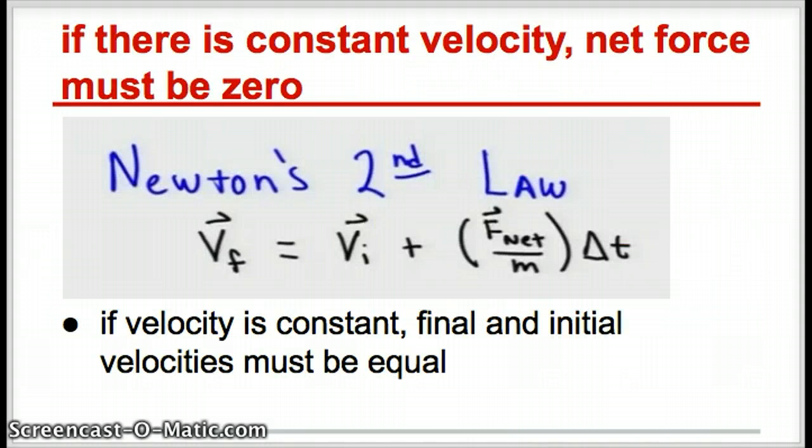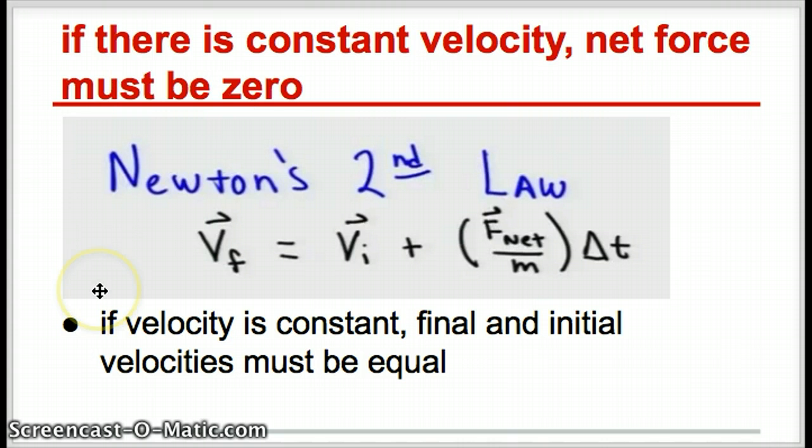Using the updated form of Newton's second law, we can say that if there is constant velocity, net force must be zero. This is true because if the velocity is constant, that means the final velocity and the initial velocity must be equal, which means the second part of this equation must be zero. Now, since the object cannot have a mass of zero, and since the duration of time cannot be 0 seconds, the only part that can be zero is the net force.